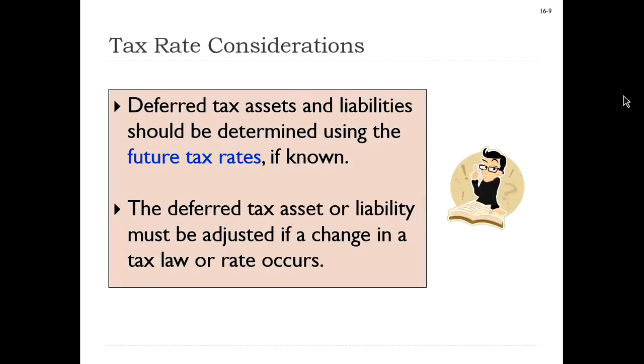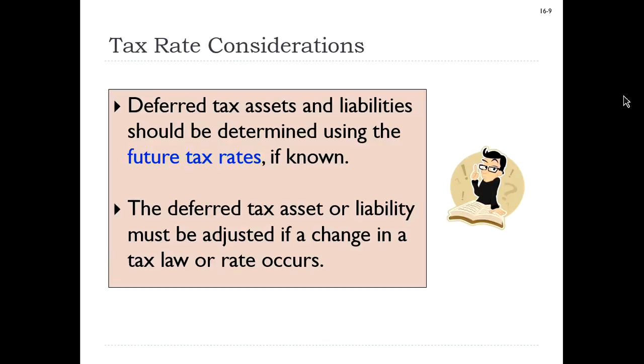Now, there are some tax considerations to take into account. With this being said, to measure the deferred tax liability or asset, we're going to multiply the temporary difference by the currently enacted tax rate. The example that we've been using is 40%. And that will be effective in the years the temporary difference reverses.